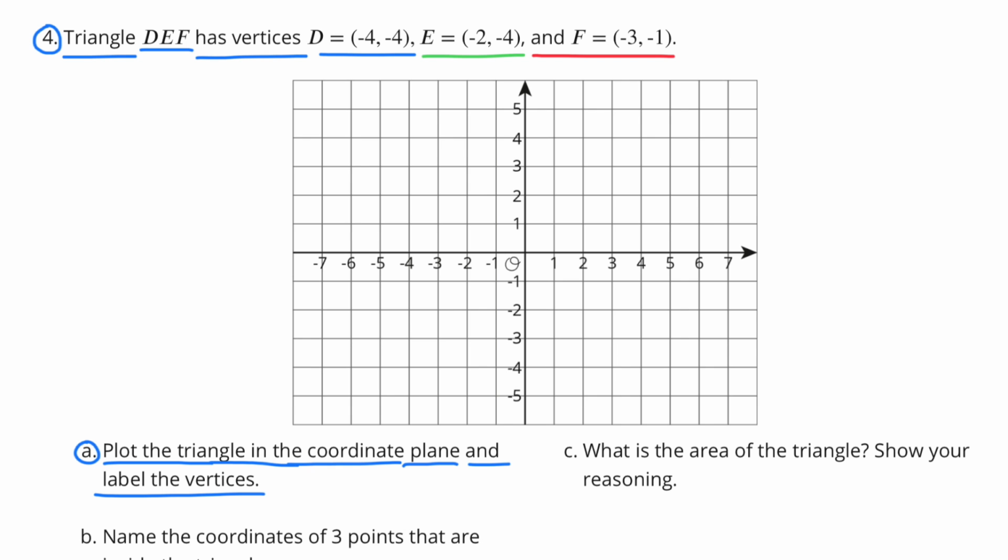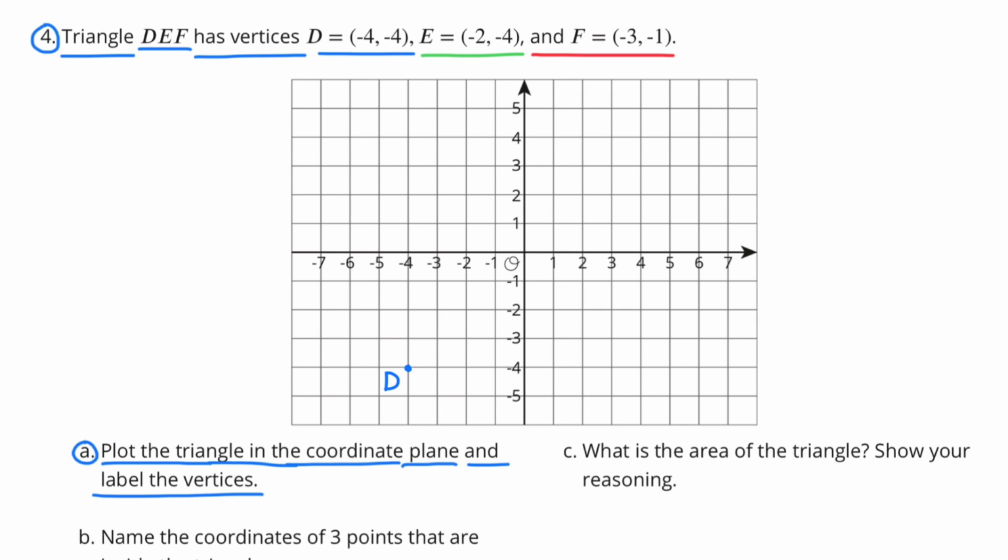Number 4. Triangle DEF has vertices D equals (-4, -4), E equals (-2, -4), and F equals (-3, -1). A. Plot the triangle in the coordinate plane and label the vertices. To plot D, move to the left 4 units and move down 4 units. To plot E, move to the left 2 units and move down 4 units. And to plot F, move to the left 3 units and move down 1 unit.